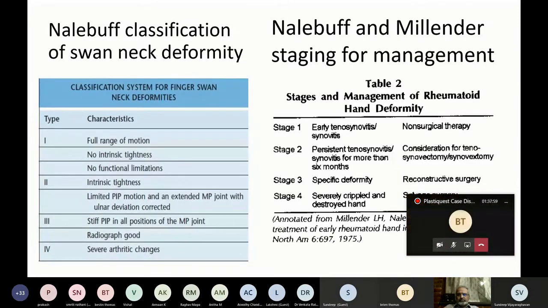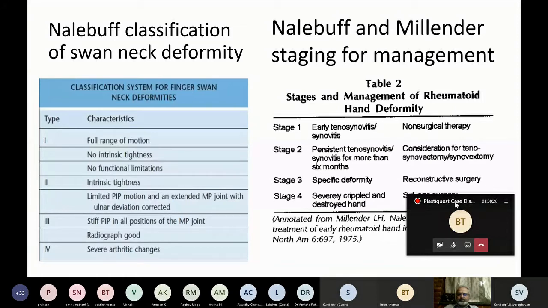Go ahead. About the treatment modules, we have to first of all work up the patient for rheumatic diseases, and most of the time it will be rheumatoid arthritis causing Swan neck deformities in multiple fingers.